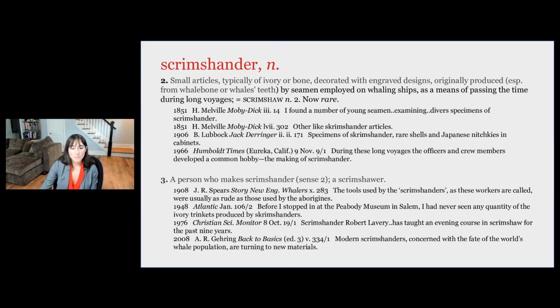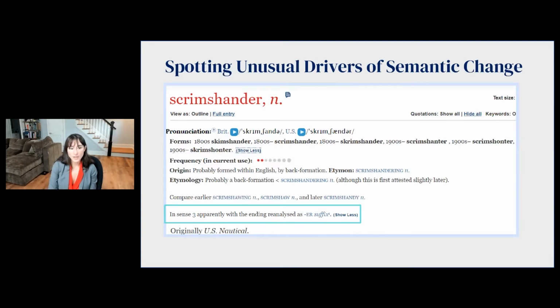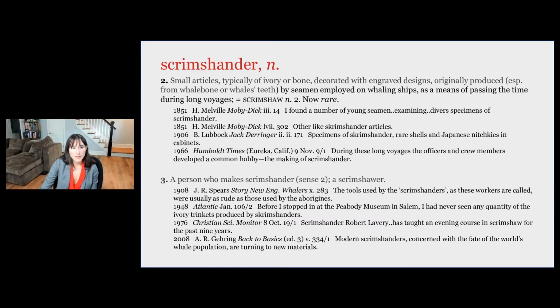And so if we go back to the top of the entry, what we see is an etymological note about sense 3, saying that it apparently has the ending reanalyzed as an -er suffix, and this -er suffix is the same -er that you would see to denote occupation, as in plumber, baker, entertainer, etc. Basically, at some point this sense of the small articles, typically ivory, bone, etc., was repeatedly interpreted, with that -er at the end, similarly to the class of words where the -er denotes occupation, as in writer, baker, etc. And over time that became conventionalized, and as it became conventionalized, sense 3 was born.